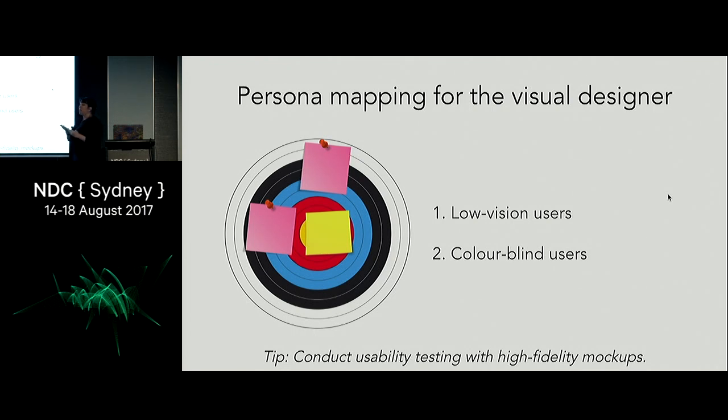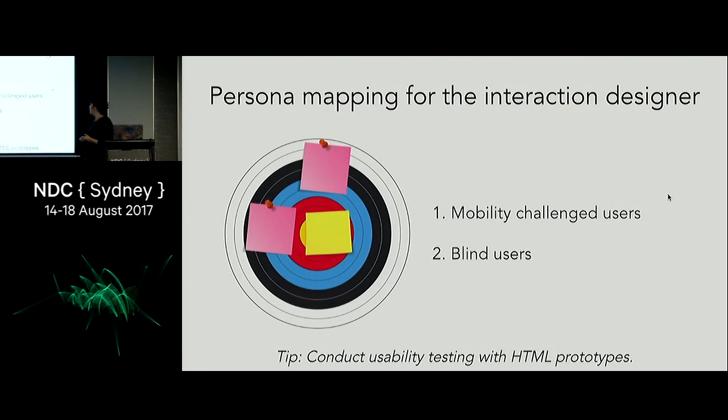Oftentimes people who have really limited vision have difficulty when you have a modal dialogue and it doesn't really have any kind of boundaries. And so it's difficult for them to see. You can conduct usability testing with high fidelity mockups. With these individuals, you could have a clickable prototype and get great findings from that.